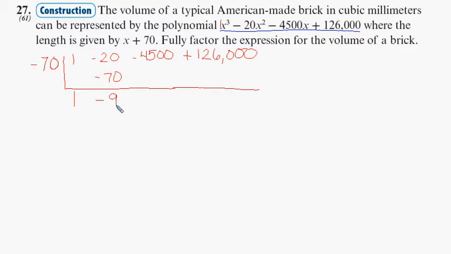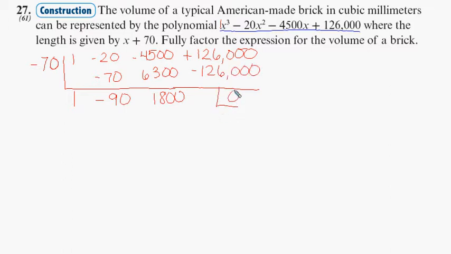This gives me negative 90 when I add them together. Multiply negative 90 times negative 70, and that gives me positive 6,300. If I take negative 4,500 and positive 6,300, I'm left with 1,800. Multiply 1,800 times negative 70. Imagine this. You end up with negative 126,000. Who knew that was going to happen, right?